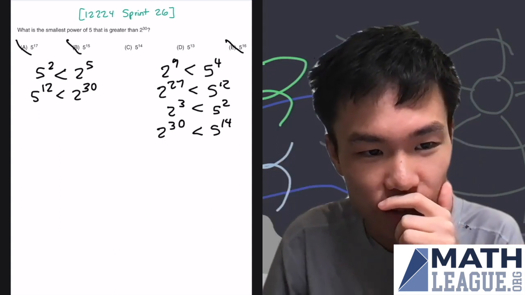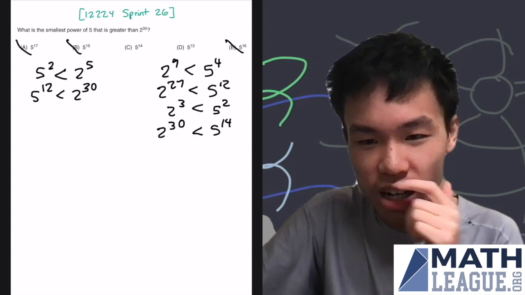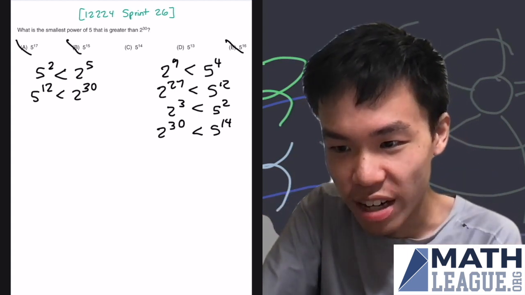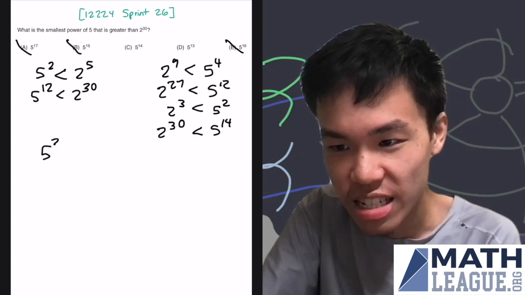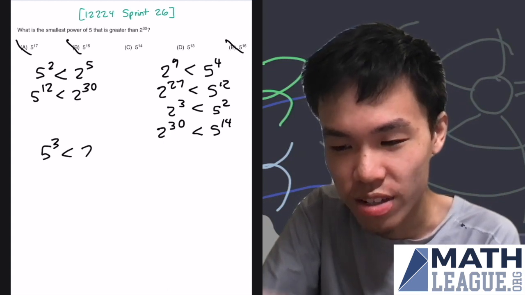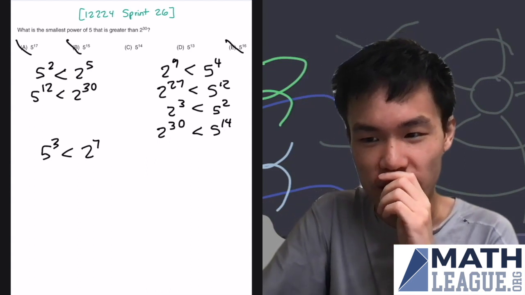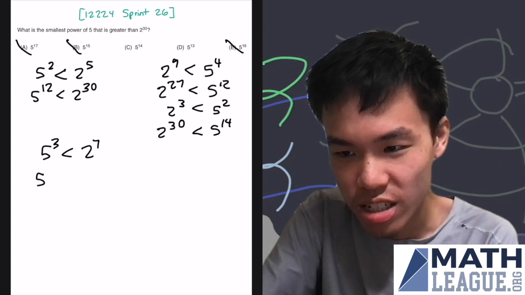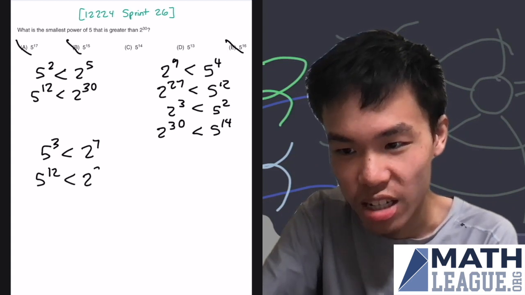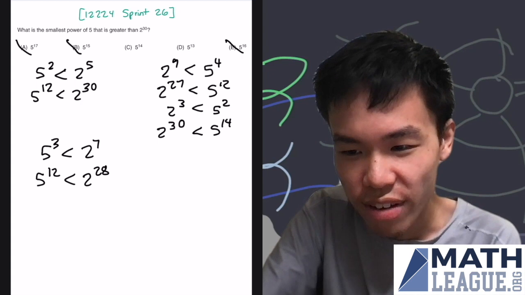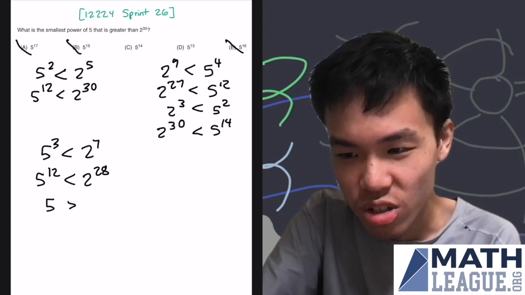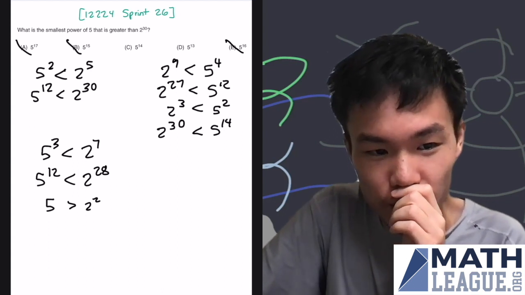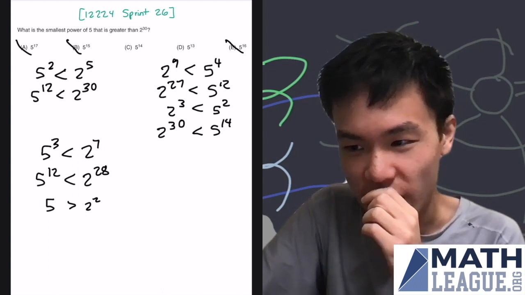So what do I have? So I know that 125 and 128 are really close. So I can say that 5 to the power of 3 is less than 2 to the power of 7, which is 128. And more notably, I can say 5 to the power of 12 is less than 2 to the power of 28. Bad news is that 5 is greater than 2 squared, which is 4. But there is another thing I can try.